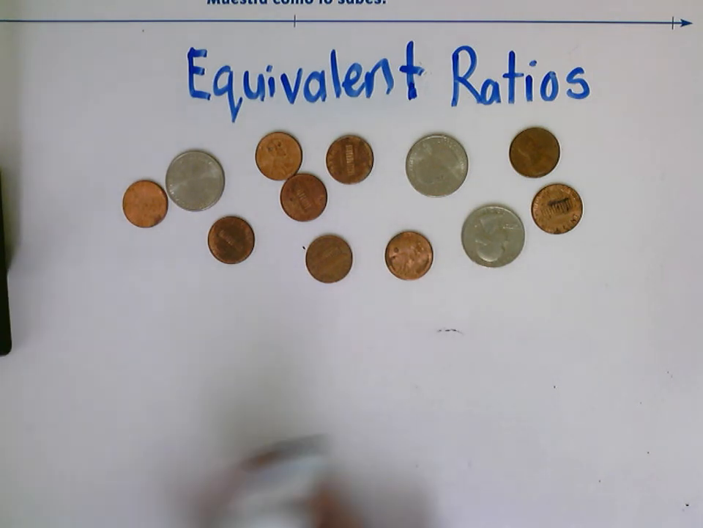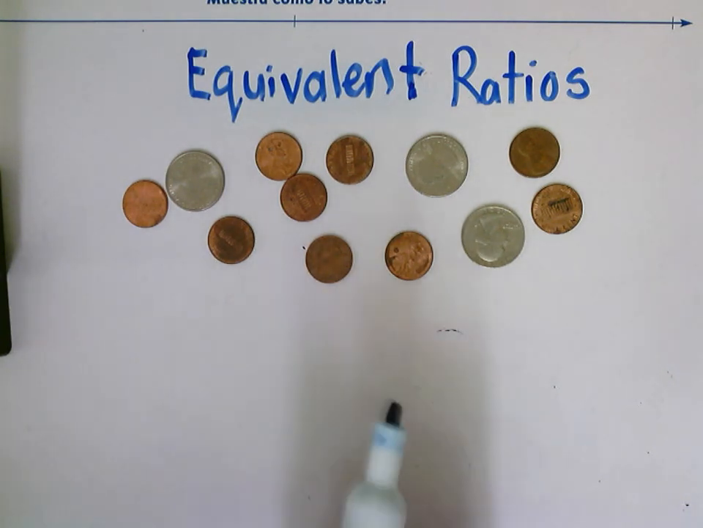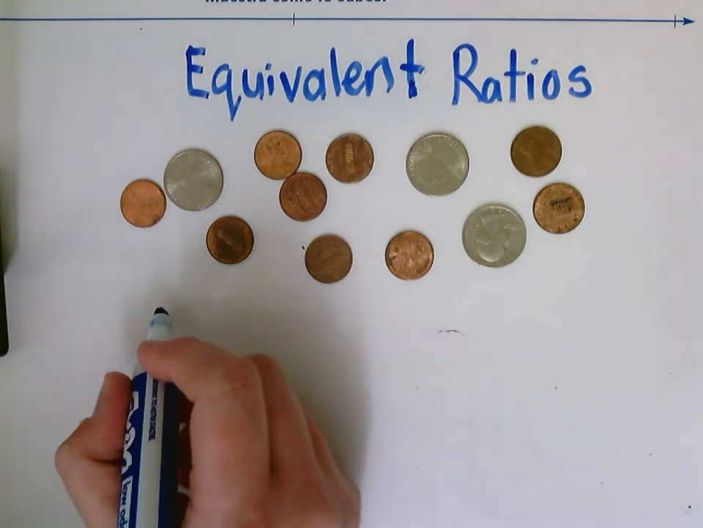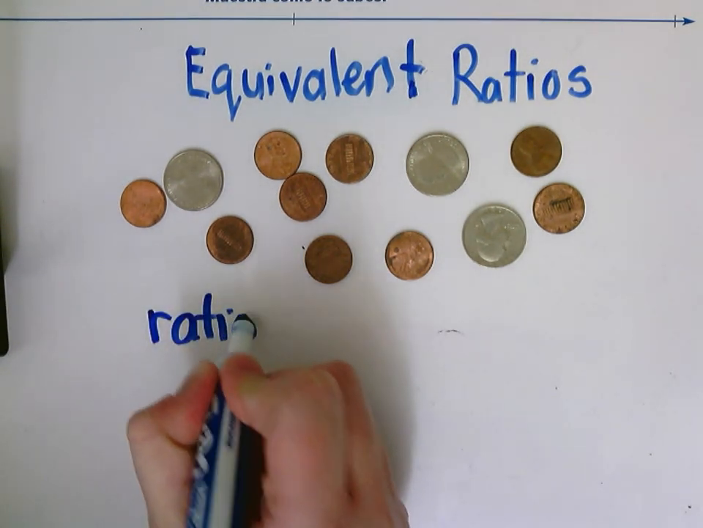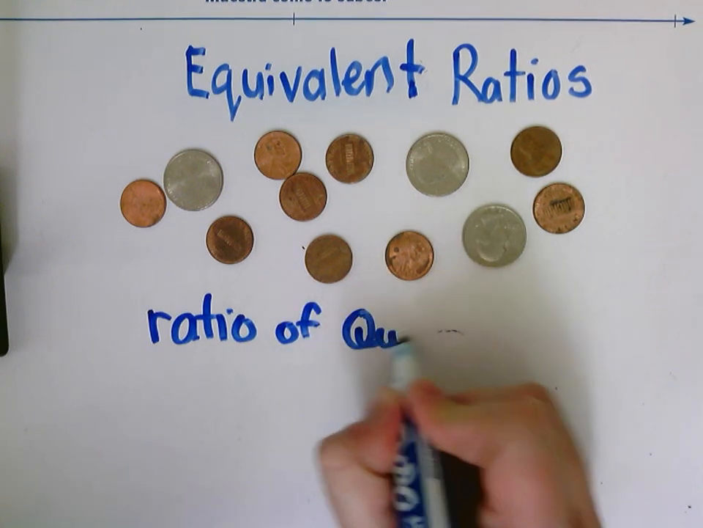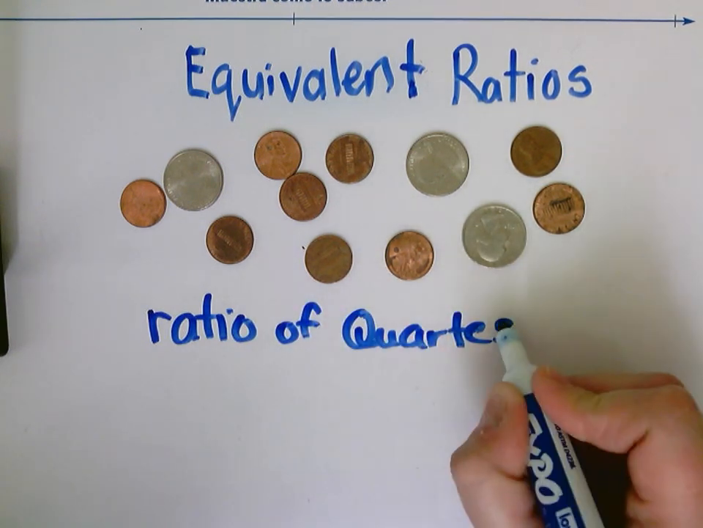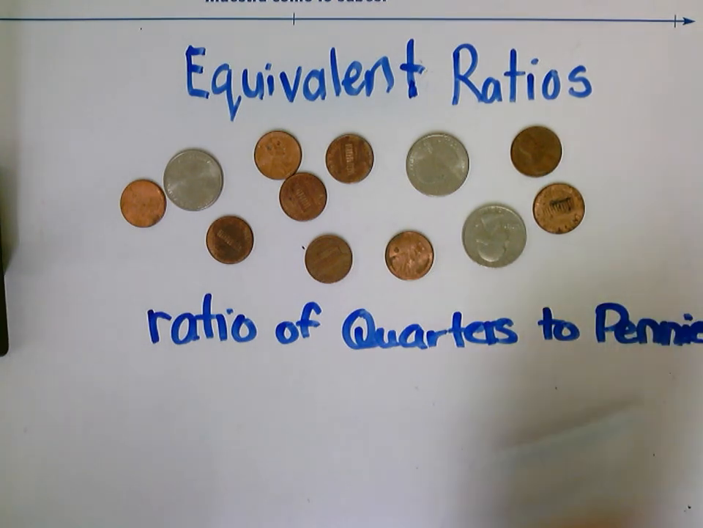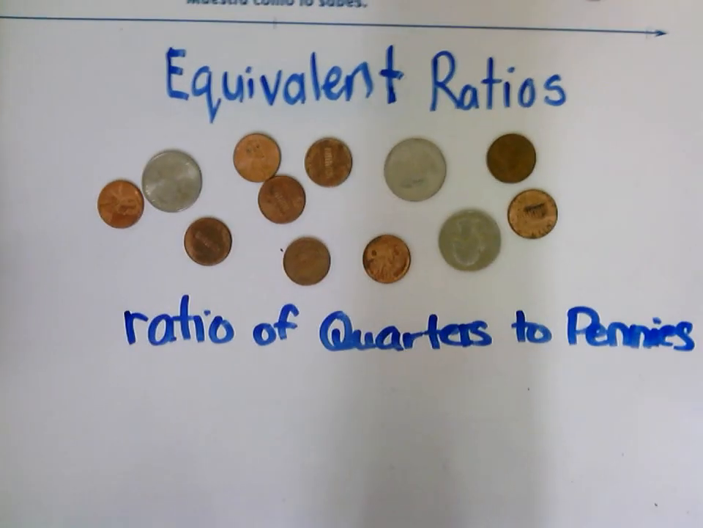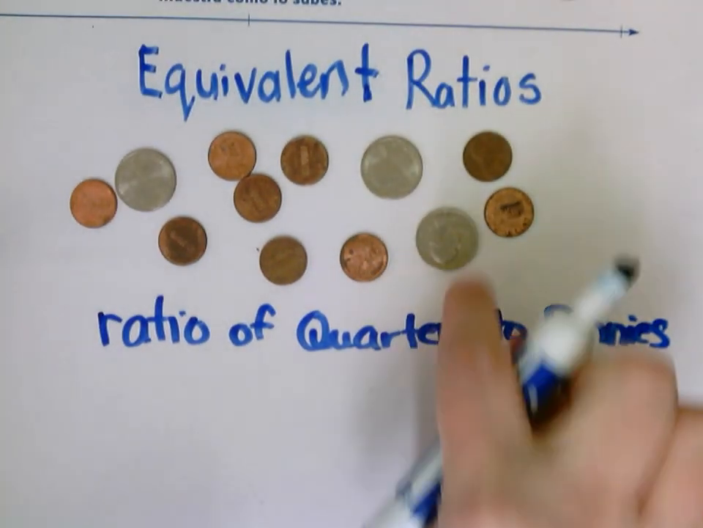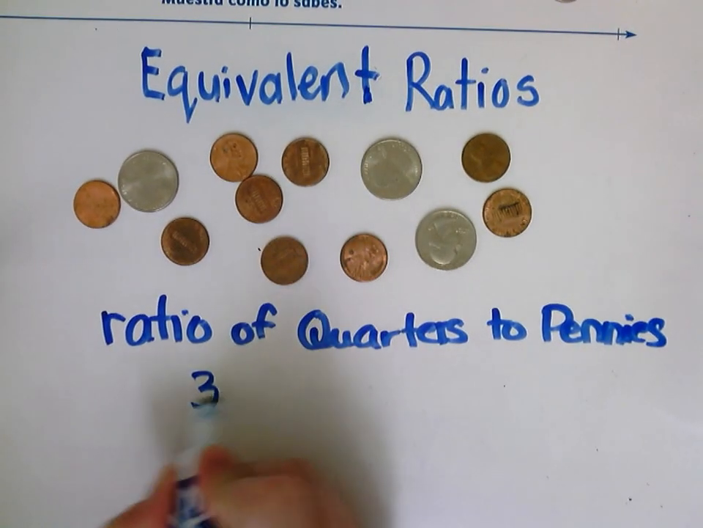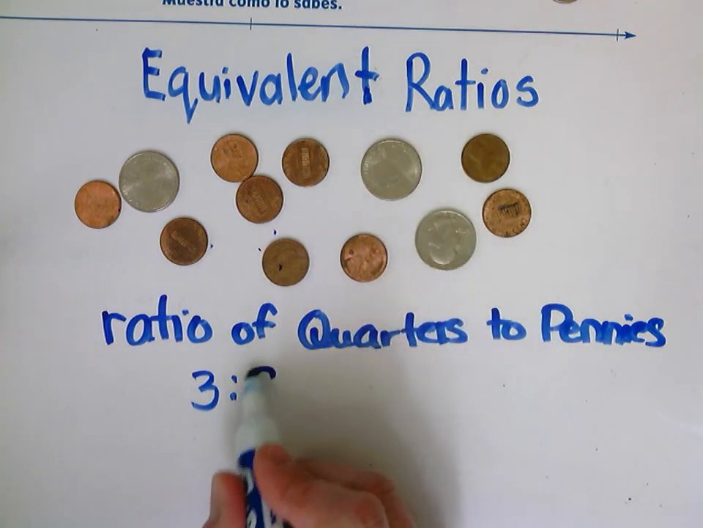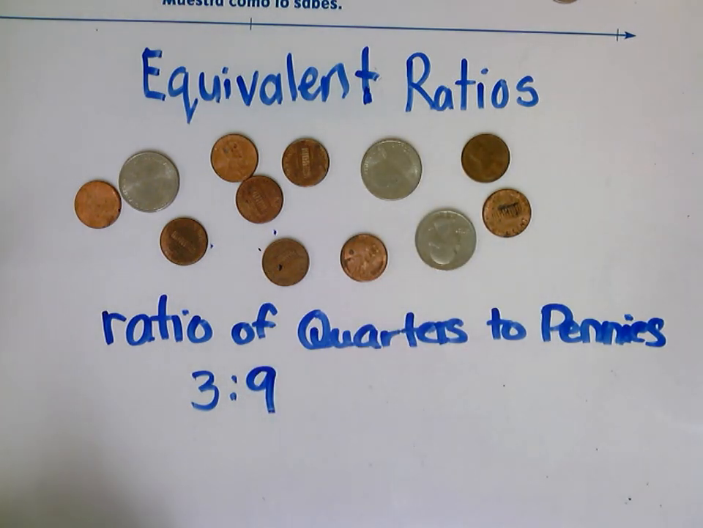So here I have some coins that I had here in my desk, and I have some quarters and I have some pennies. So first I want to find my ratio of quarters to pennies. All right, so I'm going to count up my quarters here. I have 1, 2, 3 quarters. And I have 1, 2, 3, 4, 5, 6, 7, 8, 9 pennies. So my ratio of quarters to pennies is 3 to 9.